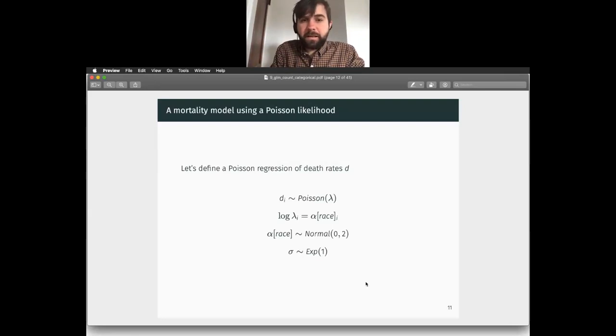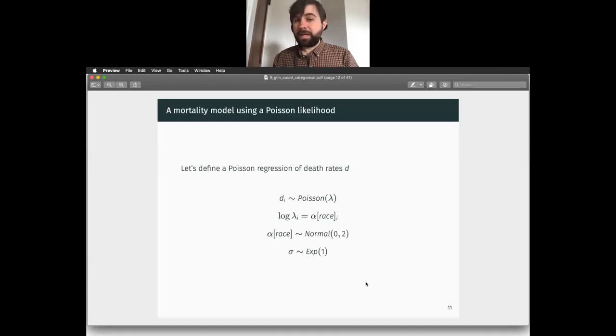Of deaths D. So we're going to say the deaths in county i for a particular racial and ethnic group follow a Poisson distribution with parameter lambda. The logarithm of lambda is going to be equal to a race-specific intercept, right? So we're going to estimate, and here these are men's deaths only, an intercept for Latinos, an intercept for whites, and an intercept for African Americans. And we're going to allow that intercept to be normally distributed 0, 2. That's a pretty vague specification.